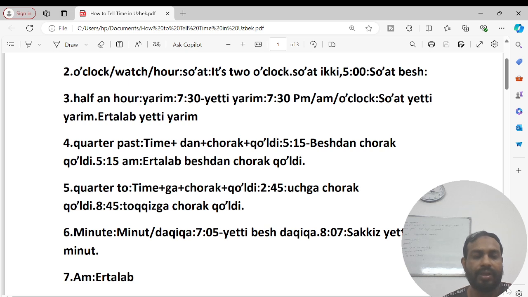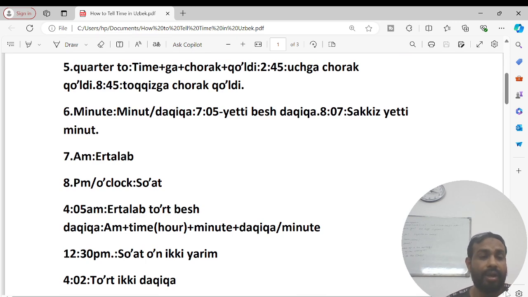Minute's equivalent is daqiqa, like 7:05, etti besh daqiqa. So etti besh minute daqiqa, at 7. Sakkiz etti minute. And I have told you guys a.m. and p.m., saat or o'clock, saat. Here the example 4:05 a.m., to'rt besh, or daqiqa, a.m., time or minute, daqiqa.